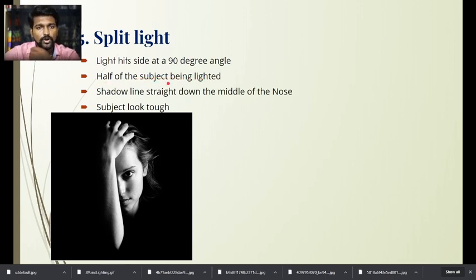Second point, half of the subject being lightened. Shadow line straight down the middle of the nose. So shadow line starts straight of the middle of the nose. That's the third point. And subject looks rugged. So most of the posters you see, movie posters, sometimes they use this type of lighting. This gives a rugged look.